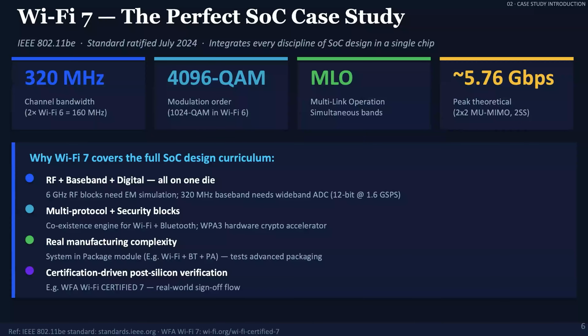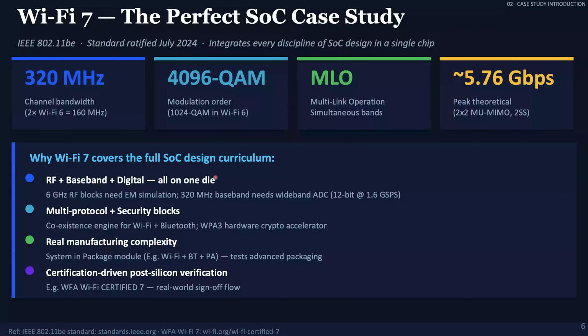Now that we have seen why semiconductors matter economically, let's look at one case study that shows why SoC design is so technically rich. For this talk, I've chosen Wi-Fi 7 because a Wi-Fi 7 SoC brings together almost every major discipline in modern chip design within a single product. As you can see, it combines RF and analog design, high-speed baseband processing, digital logic, and packaging and post-silicon validation.